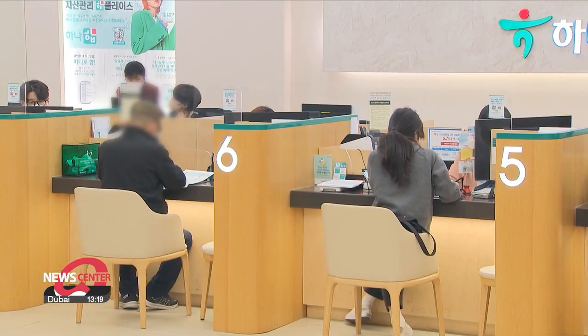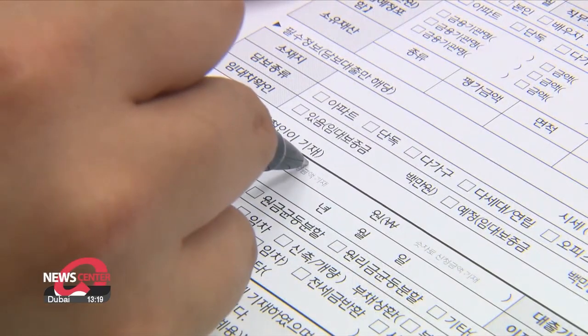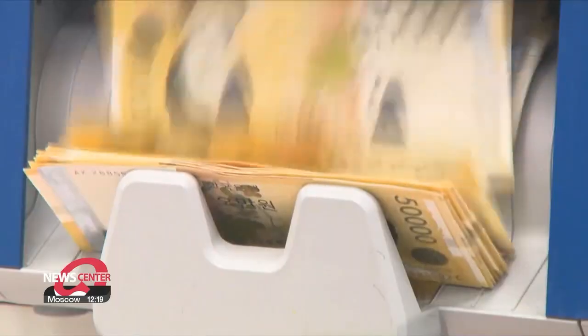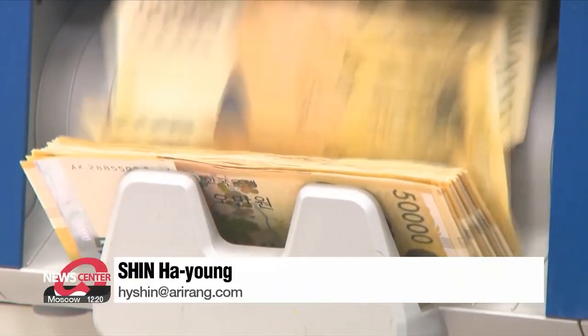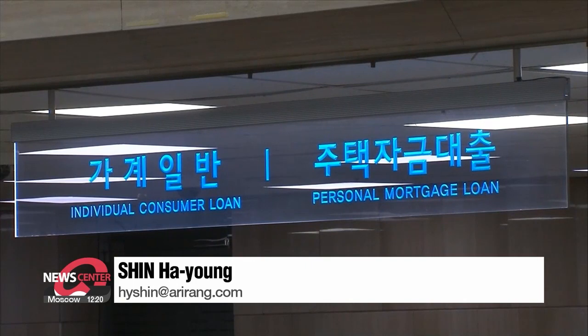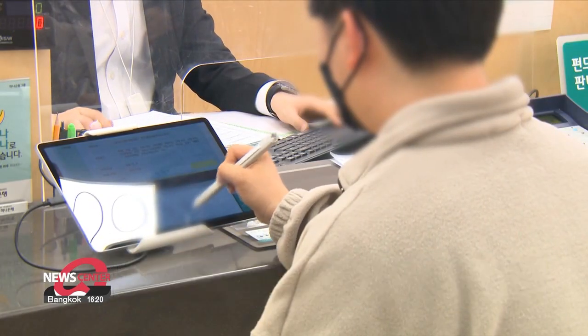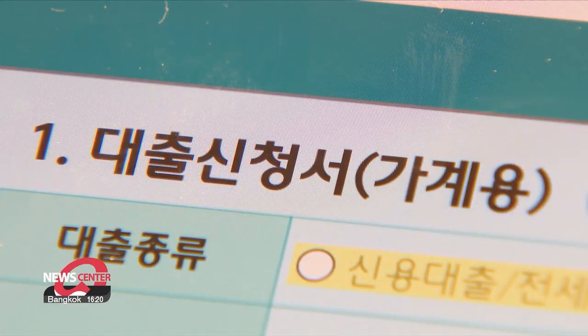According to data from the Bank for International Settlements, Seoul's DSR was 13.6% last year. This is the second highest among 17 major economies after Australia, indicating a greater debt repayment burden compared to income. Shin Ha-young, Arirang News.